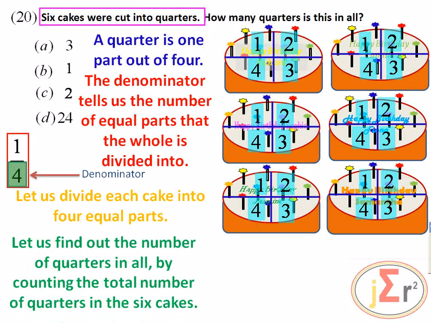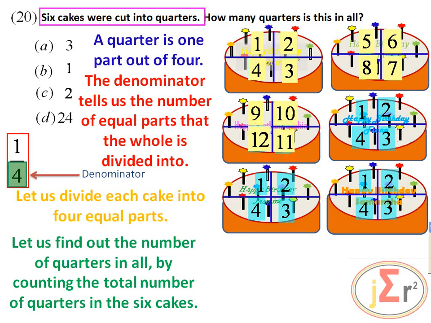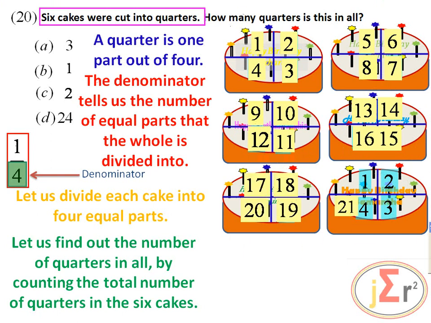But if we attempt to count them, what will happen? So let us find out the number of quarters in all by counting the total number of quarters in the 6 cakes. So Jerry said that we have 24 quarters in all, and we are actually counting them. But Jerry said that he did not count them. He said that we have the cakes divided into 4 parts, and there are 6 of them. So 6 fours, 24, which is correct.